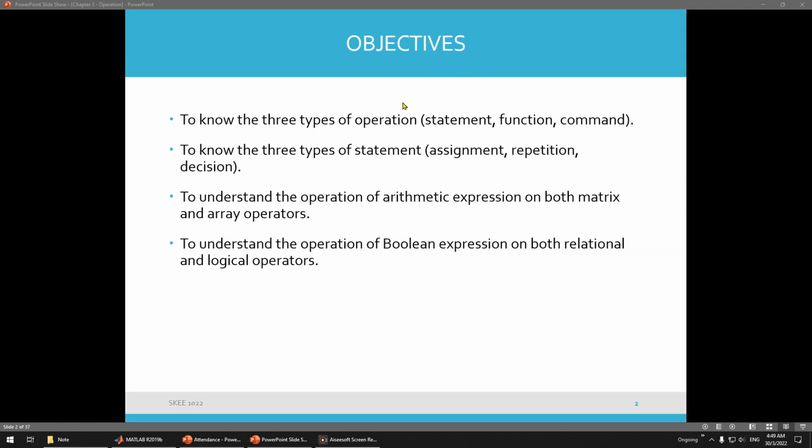So our objective for this topic is to know three types of operation, either statement, function, or command. Know the three types of function. Three types of statement: assignment, repetition, and decision. Then understand the operation of arithmetic expression on both matrix and array operation. And lastly, understand the Boolean expression on both relation and logical. So this is the objective, no need to worry. We will learn all of this after this.